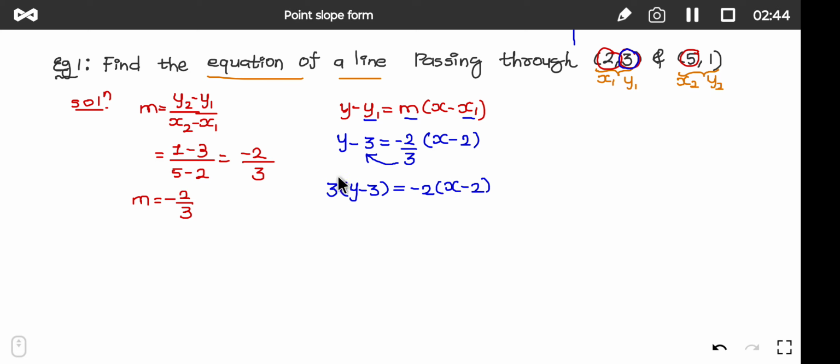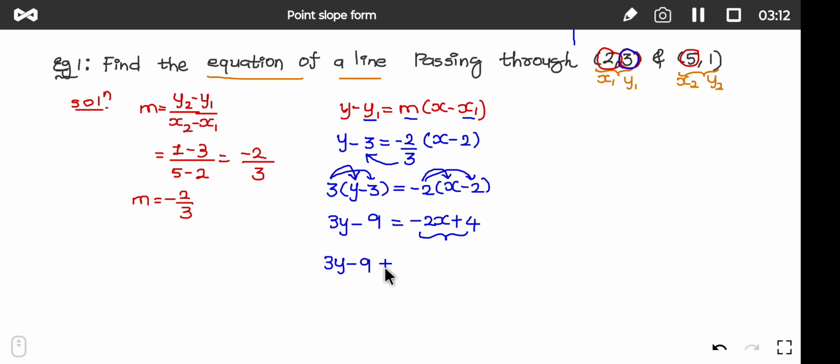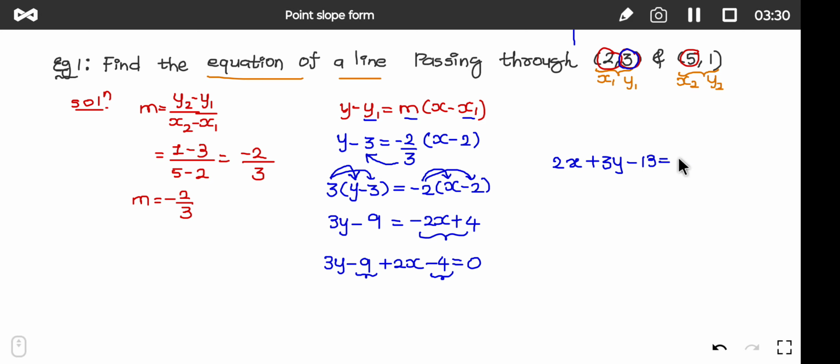The next step is we have to multiply this 3 inside the bracket. So 3 into y is 3y, minus 3 multiplied by 3 which is 9, is equal to minus 2 into x which is minus 2x, and minus 2 into minus 2. Minus minus gives plus, and 2 into 2 is 4. If we take both the terms to the left hand side, we get 3y minus 9 plus 2x, and this plus 4 becomes minus 4, is equal to 0. We can rearrange the terms: 2x plus 3y and minus 9 minus 4, which is minus 13, is equal to 0. So this is our required equation of the line passing through these 2 points.